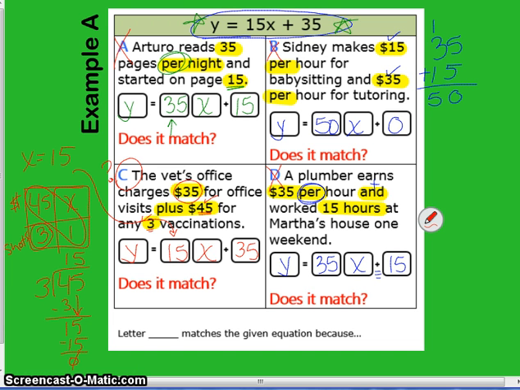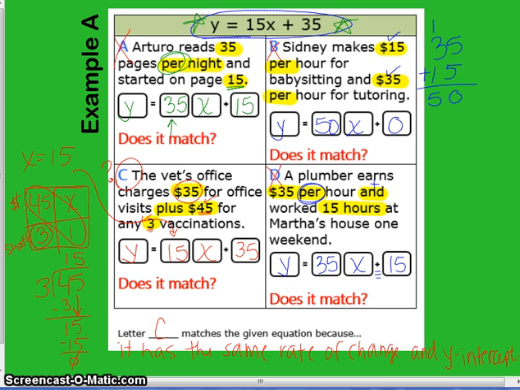So at the bottom where it says letter blank matches the given equation because, letter C matches the given equation because it has the same rate of change and y-intercept. So make sure that you write this down, because it has the same rate of change and y-intercept.